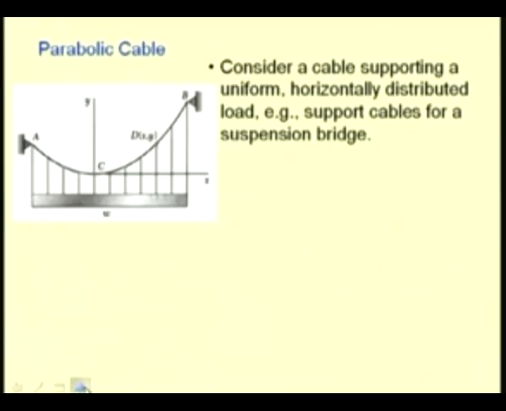Let us consider a few examples of uniformly distributed loads on cables. One, we call a parabolic cable, because the shape of the curve taken by the cable is a parabola, and this occurs when the cable is loaded uniformly along the x direction. This kind of situation can be approximated for cables which support bridges.